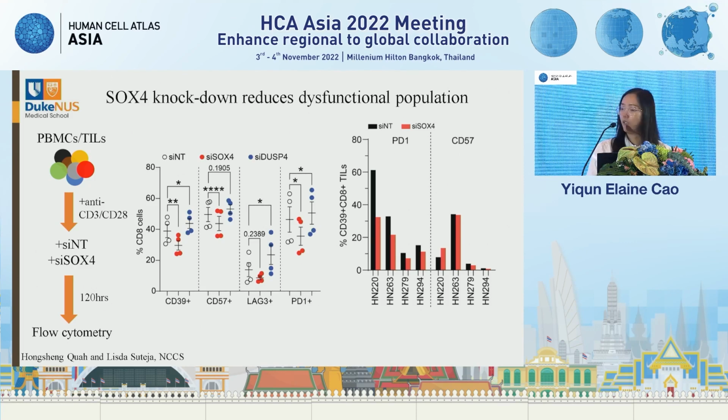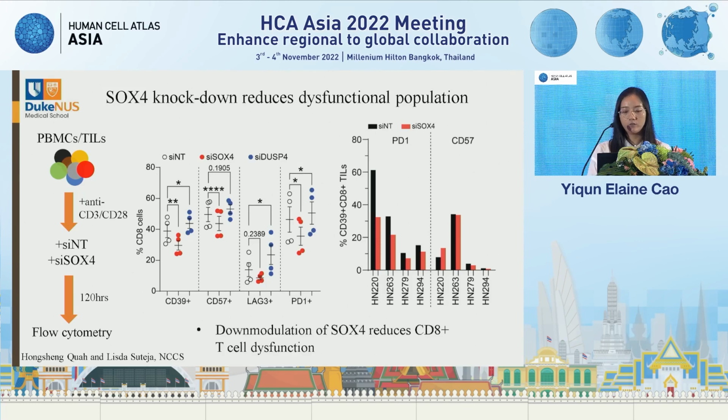So in the middle, for the PBMC data, if we look at the red dots, which is the SOX4 knockdown, it resulted in a reduction in the dysfunctional CD39 positive and PD1 positive populations. Similarly, in the TILs, which we derived from 4 patients, if we focus on the putative tumor-targeting CD39 positive subpopulation, SOX4 knockdown results in a reduction in the PD1 TIL subpopulation. So all these results implicate that downregulation of SOX4 reduces CD8 T cell dysfunction in our patient.